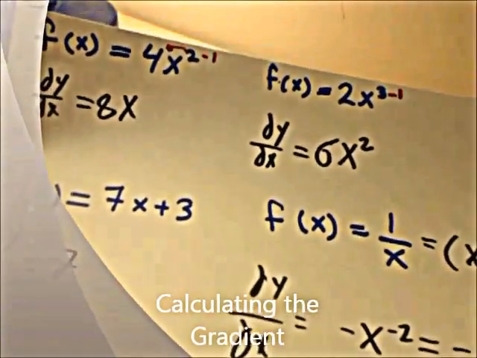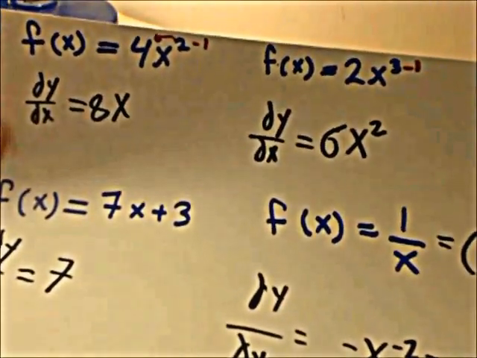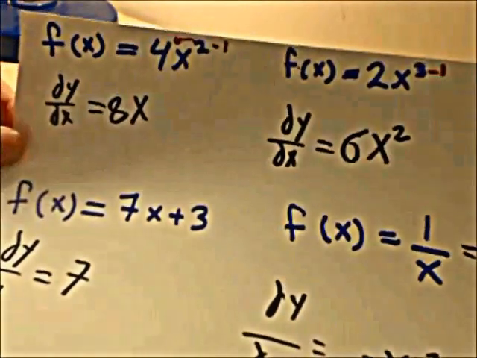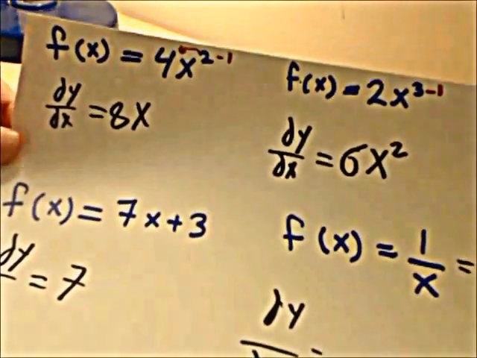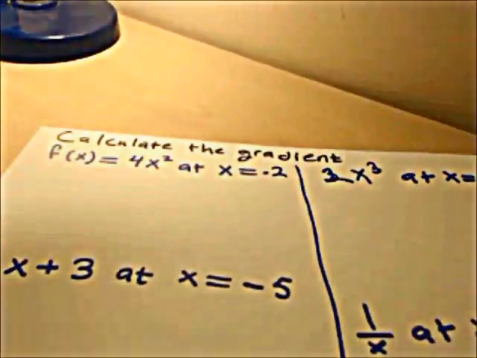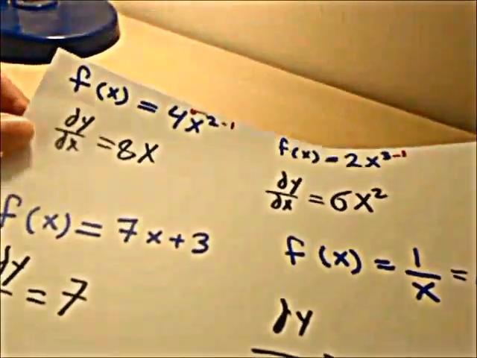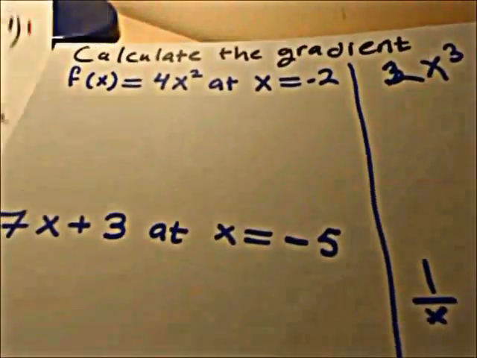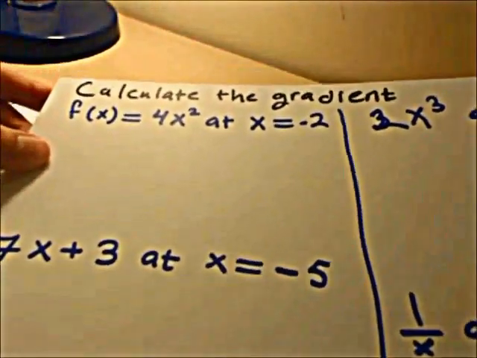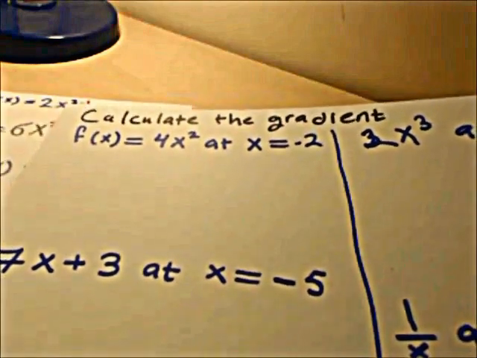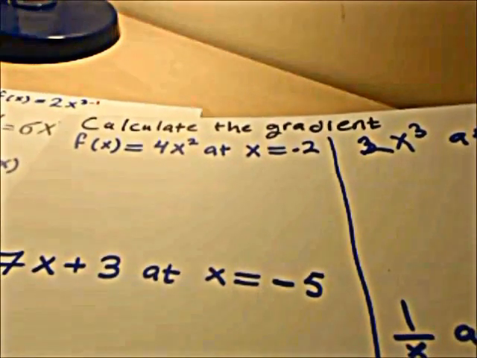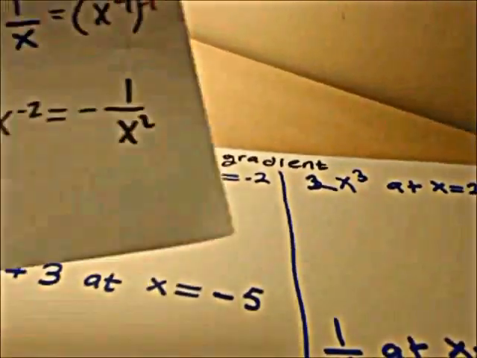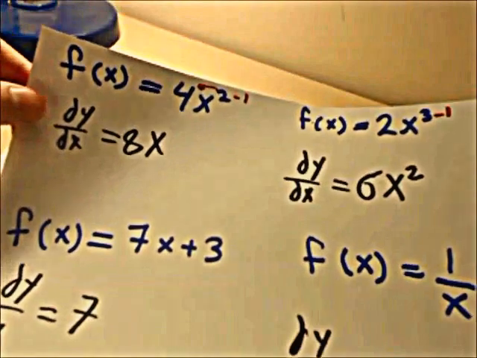Well, I would like to take these exercises a little bit further by calculating the gradient of these graphs, of these functions. So, going back to the original examples, to find the gradients, let's say for the first one, for instance, f(x) equals 4x squared at x equals minus 2. What we do first, if you face these kinds of questions, is take the derivative first, differentiate it.